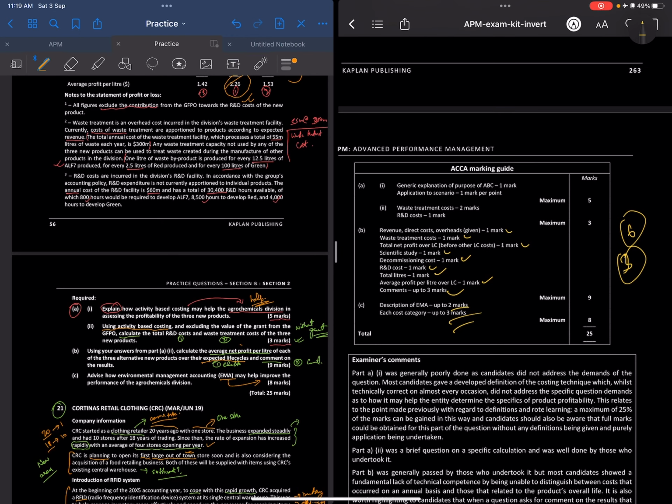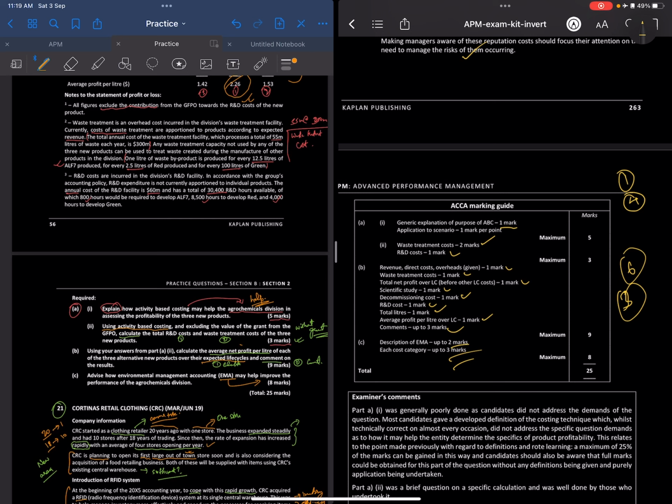And for number A1, there would be a generic explanation of the purpose of ABC for 1 mark. Application to scenario is 1 mark per point. So if you had just written a generic explanation, you would just be earning 1 mark out of 5 marks. Okay, if you had applied it to the scenario, not maybe perfectly, but still you could have earned the rest of the marks. Similarly, for calculating waste treatment cost, it's 2 marks. R&D is 1 mark. R&D was very simple, right? Even waste treatment was just a 2 step process, but that's why they allocated 2 marks for that.